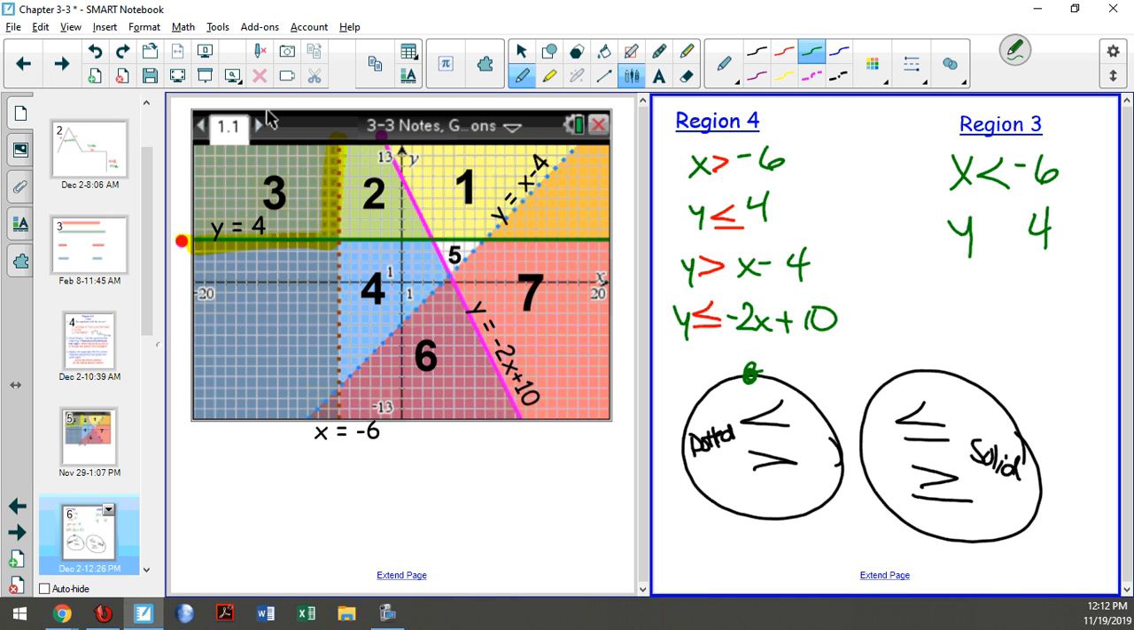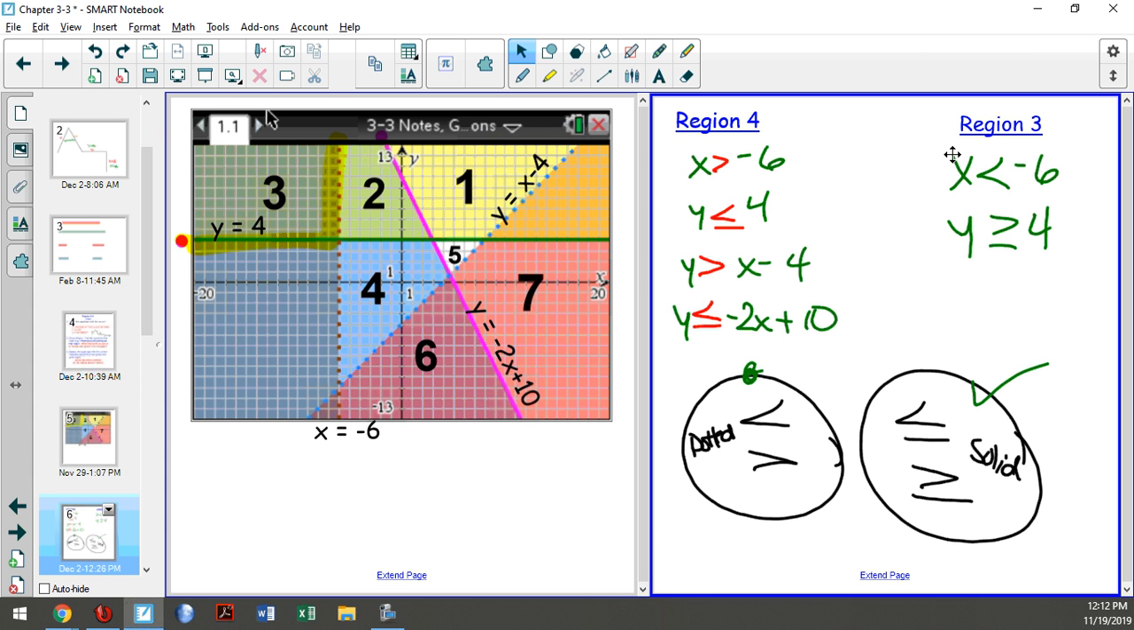Okay, how about y equals 4? Is it solid or dotted? Solid, that means I'm over here this time. And is the shading for region 3 above it or below it? Above it, so what's that going to be? Greater than or equal to. Those 2 regions together make up region 3. Do we all understand that?